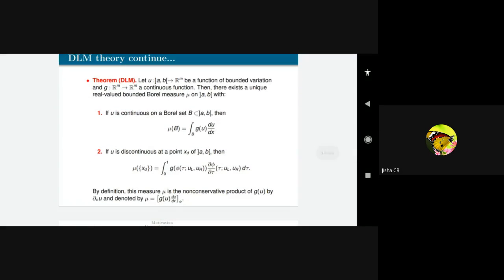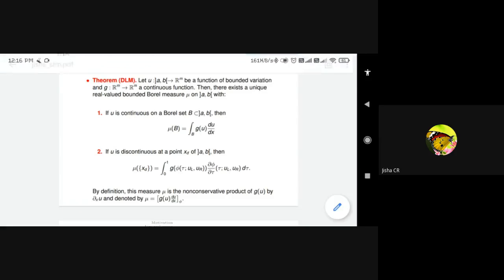This is the main theorem. Let U be the open interval (a, b) in R^m, and let the function be of bounded variation and continuous. Then there exists a unique real-valued Borel measure mu, with mu of B equal to the integral of G of U times du by dx. If U is discontinuous, then this is converted into the integral from 0 to 1 of G of phi of tau, UL, UR, times dou phi by dou tau, d tau. Tau belongs to (a, b).